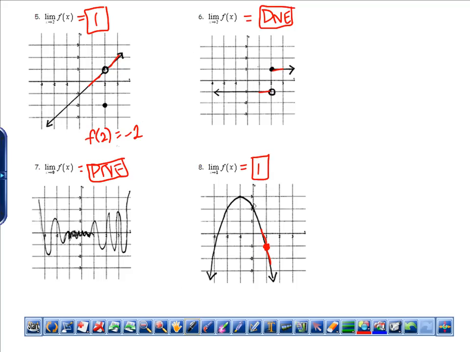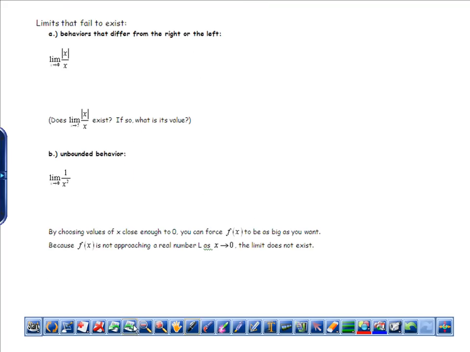Okay, so we see these are 4 very different problems, and we've got some idea of when a limit exists and when it doesn't exist. So on the next page it says limits that fail to exist. Now we know why they fail to exist when we're talking about infinite limits, but this is where we have a number here. What if the behavior differs from the right or from the left?